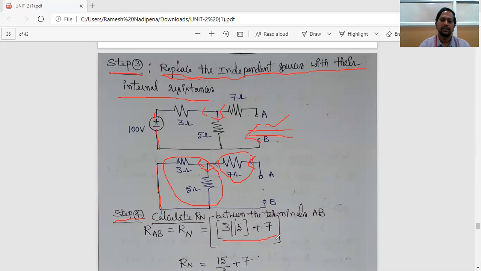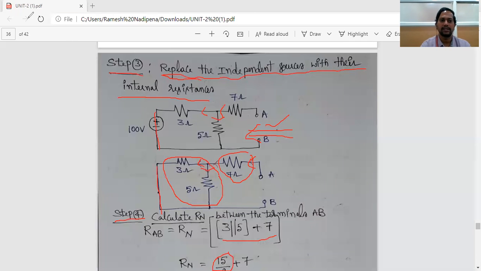Now, what is the parallel combination of 3 and 5? As per the conventional procedure, 1 by R equivalent equals 1 by 3 plus 1 by 5. But a shortcut method is product by sum. Parallel combination of 3 and 5 is product by sum, so 3 into 5 by 3 plus 5, so 15 by 8. So here 15 by 8, that combination in series with the 7 ohm resistor. That is your Norton's equivalent resistance.